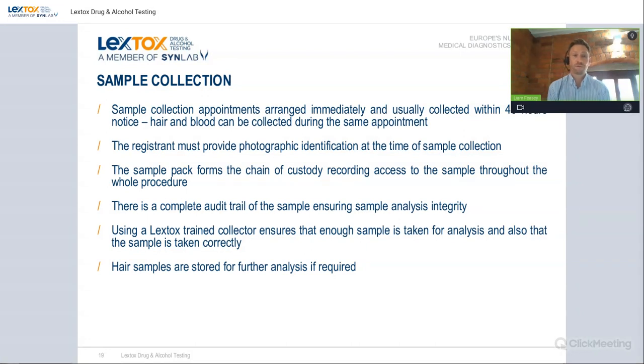The sample pack forms the full chain of custody regarding access to that sample for the whole procedure, so it's fully audited. And our trained collectors ensure that sufficient sample is taken for the analysis. And then the hair samples are stored at our laboratory for further analysis if required. That's whether we need to go back slightly longer or to undertake testing for other drug groups.